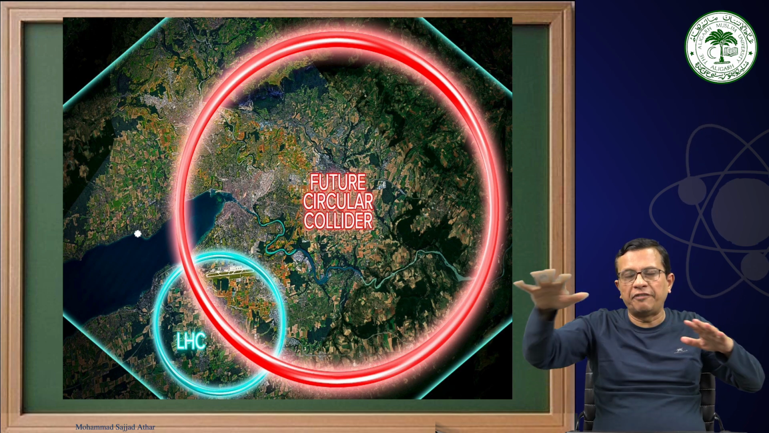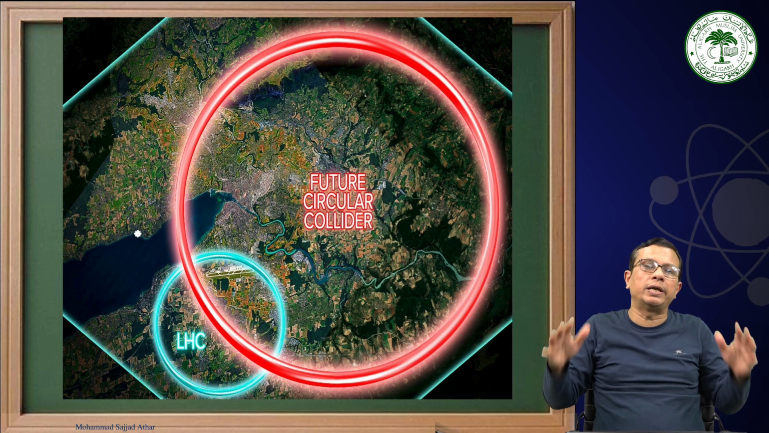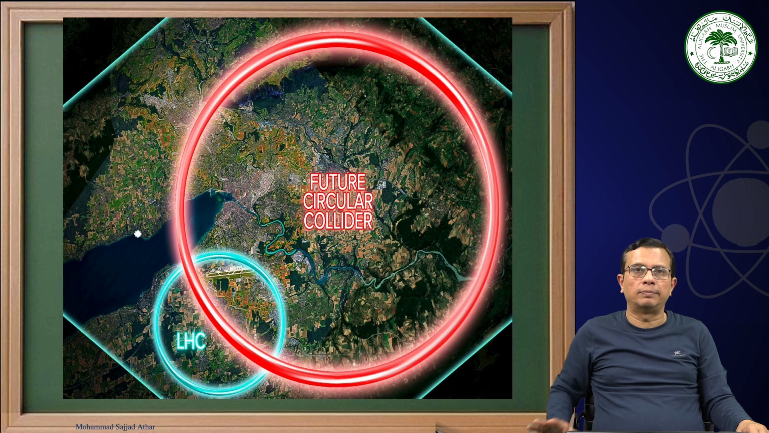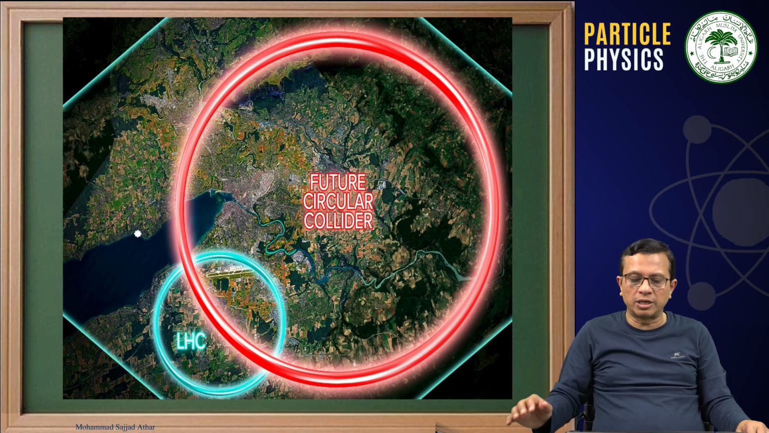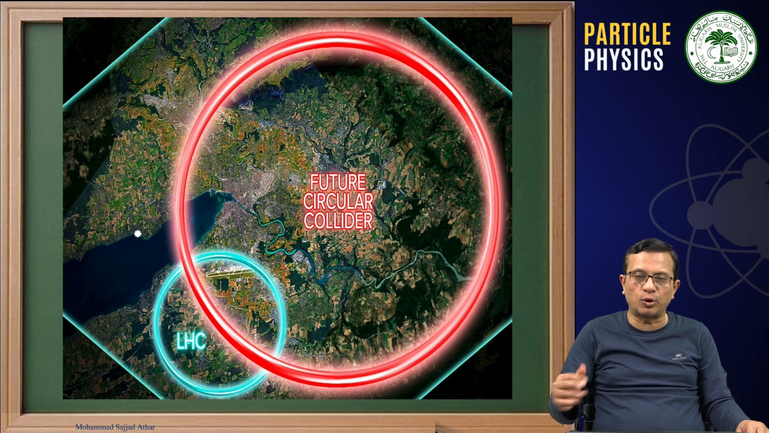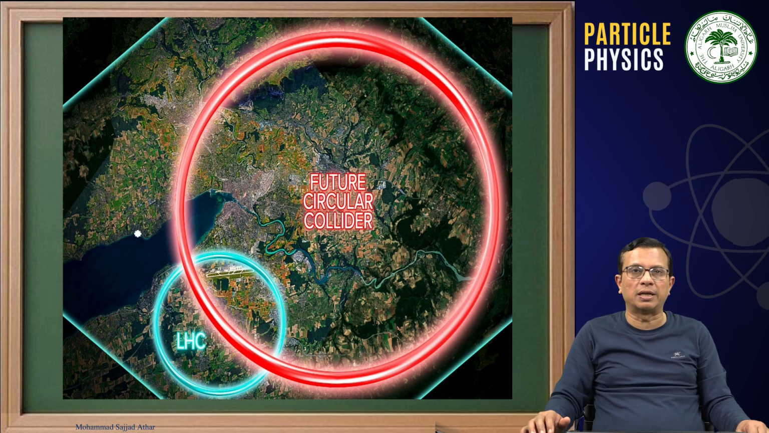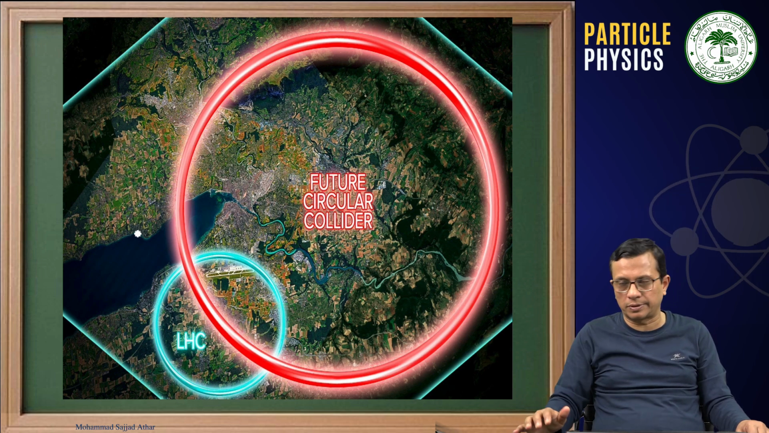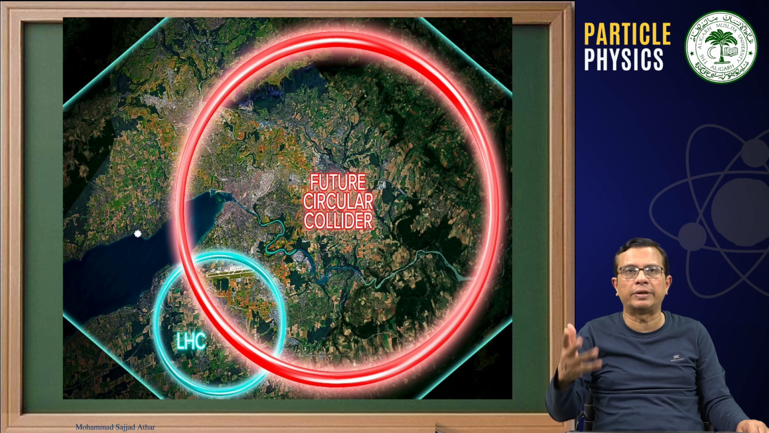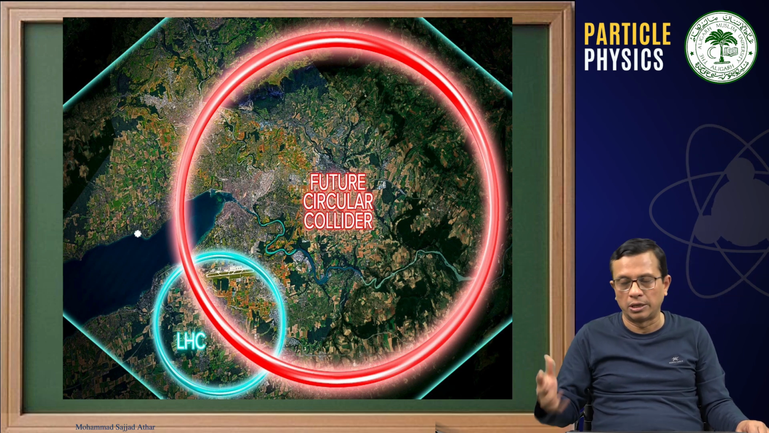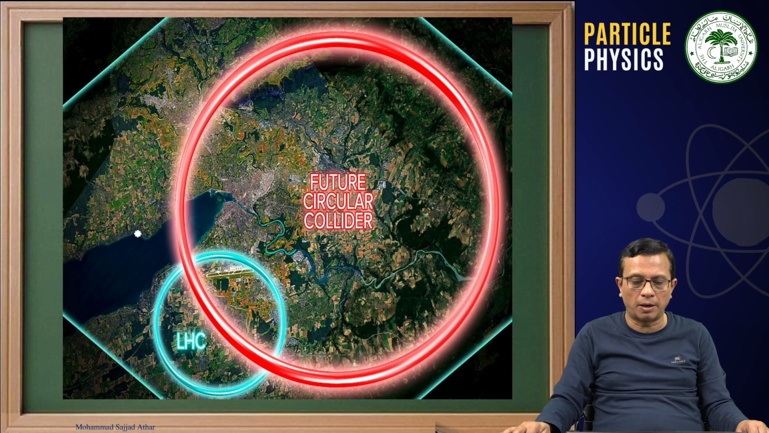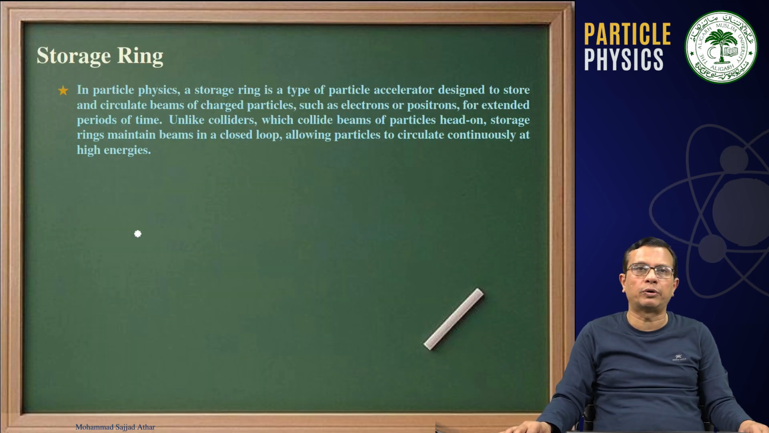Now, what I have told you is that here we are talking about a 27 kilometer circumference. If you want to achieve more energy, then your circumference should be really very large, and a future circular collider may look something like this. Or if someone comes out with a very new technology, a new out-of-the-box idea, then perhaps we can also have more energy.